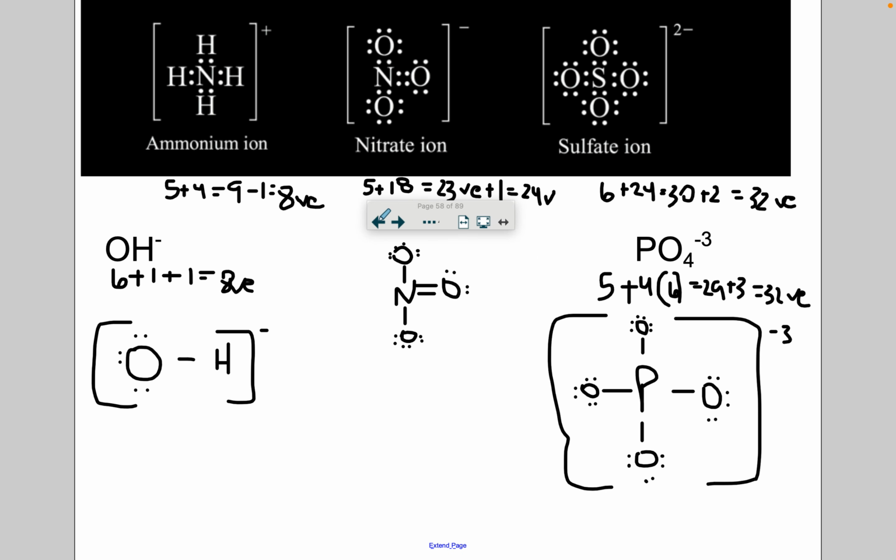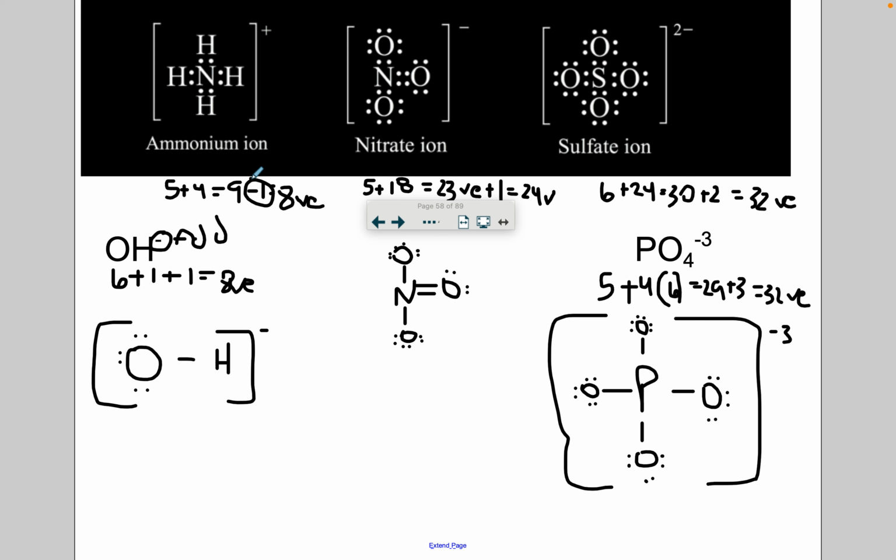So that is how you do polyatomic ions. Basically, you're counting your valence electrons, and you take a look at the charge. If it's minus, that means you will add. I should have done one with a positive. If it's positive, you will subtract. So if that's a positive charge, you will subtract.